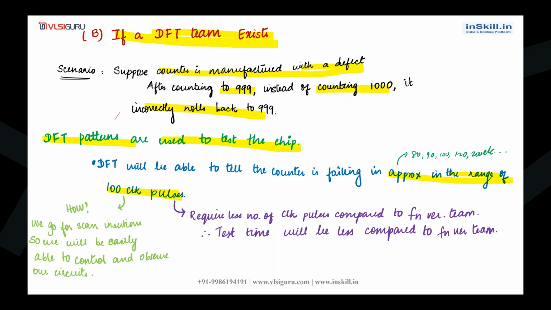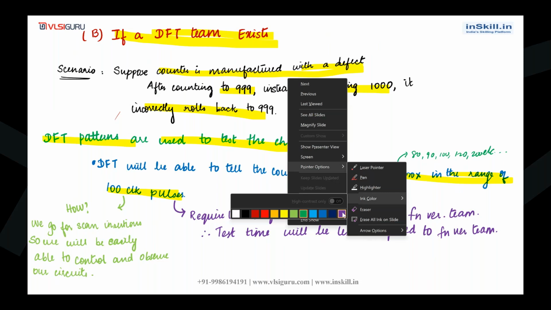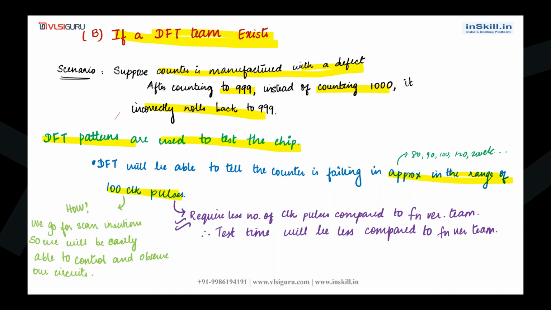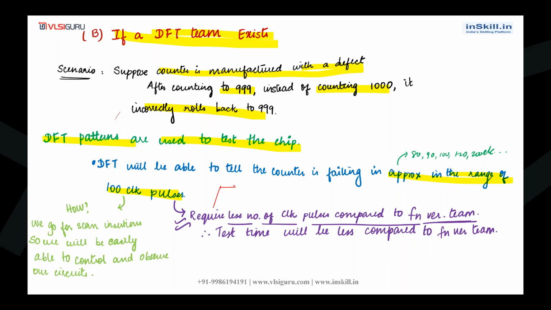In the range of 100 clock pulses itself, we will be able to tell that the counter is failing. So if you just observe here, DFT team, we require significantly less number of clock pulses compared to the functional verification team. If you just remember what had happened, the functional verification team, for the same scenario, had required more than 1000 clock pulses.